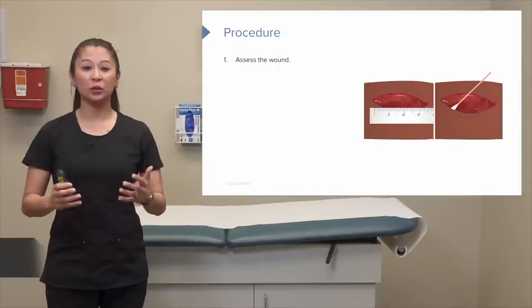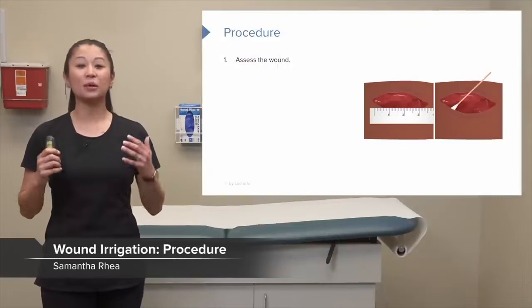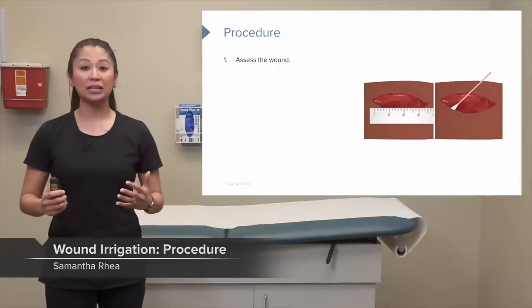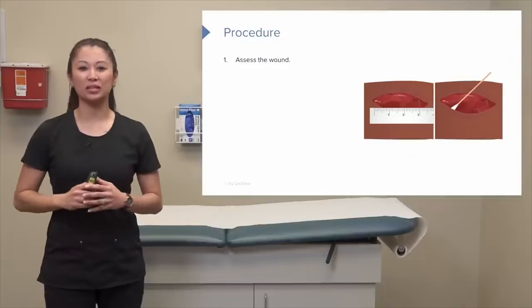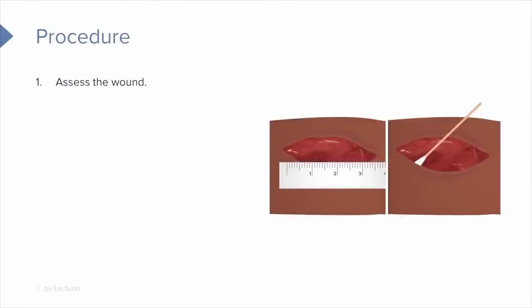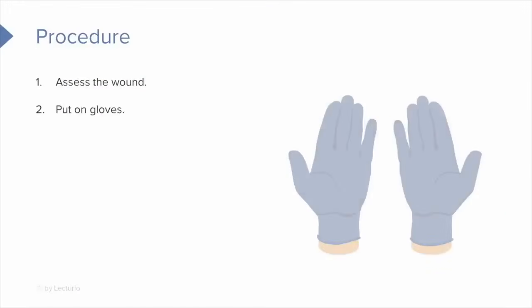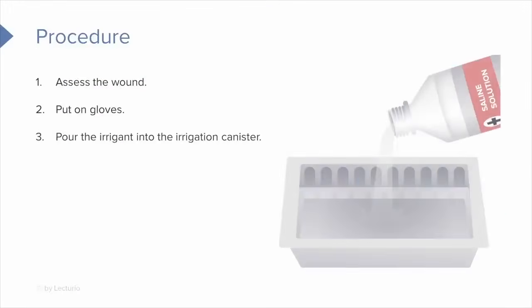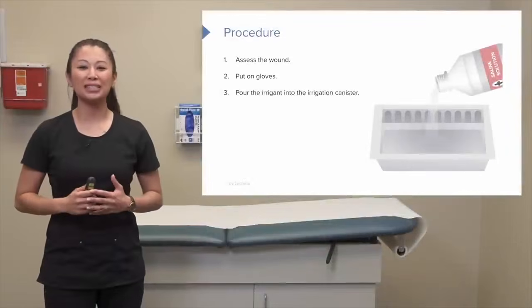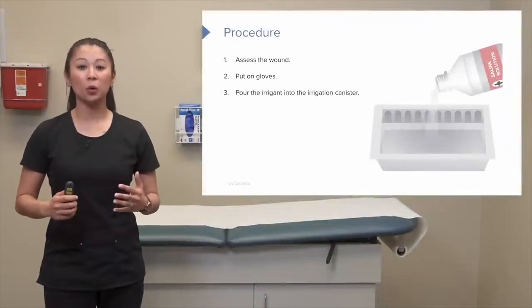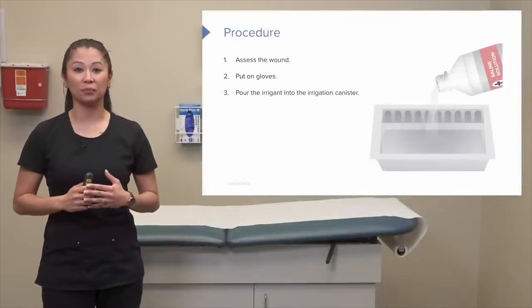Now, before the irrigation step, here's a key time to assess the wound. If indicated, we can measure and document this appropriately. Now, before we start, let's go ahead and put on our gloves and prepare our irrigant fluid. We want to take the irrigant, and this could be whatever's prescribed by the doctor. Typically, it's going to be sterile normal saline. We're going to pour this into our irrigation container.